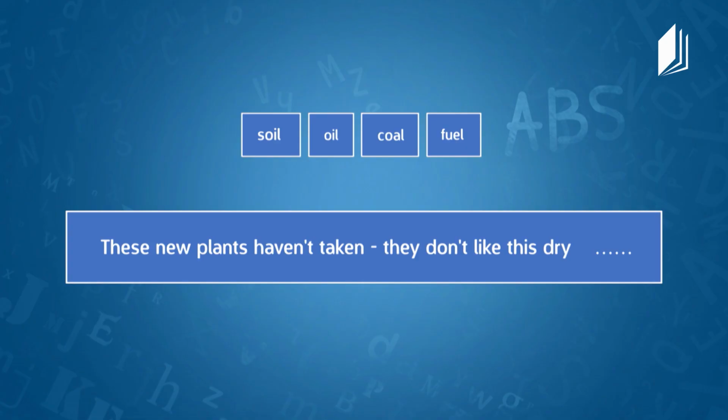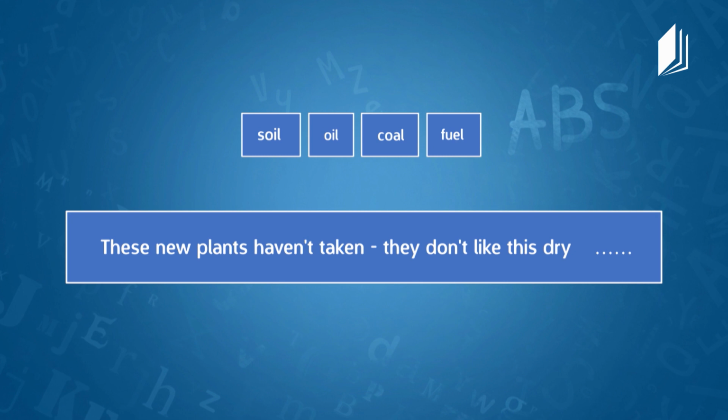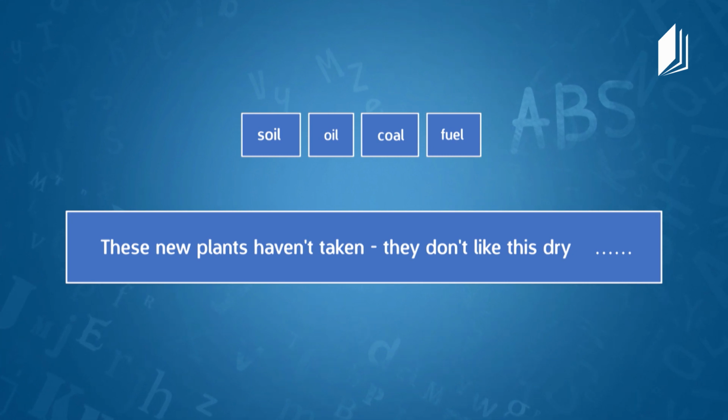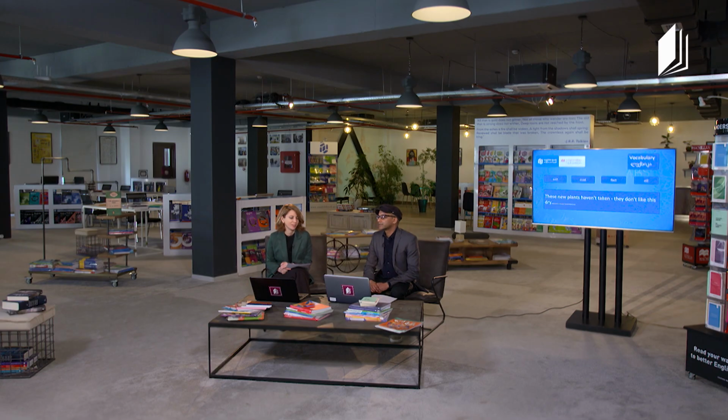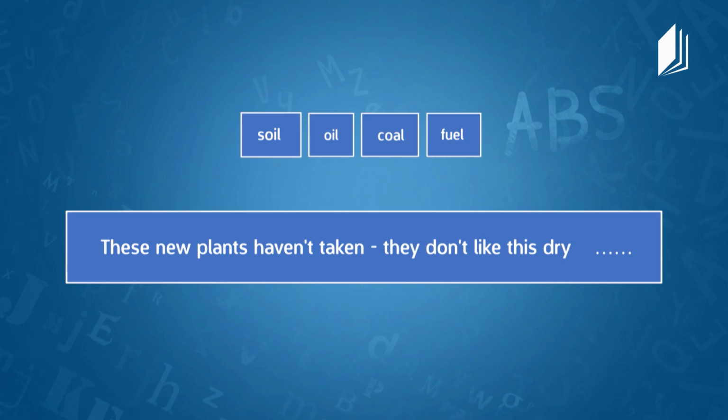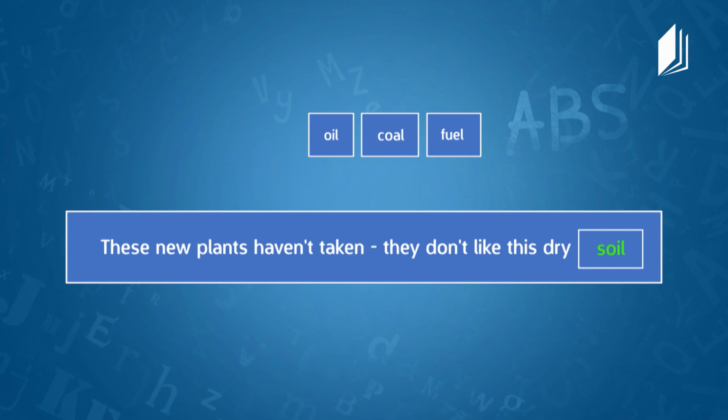Okay. Now, Mr. Derill, I think that it's your turn. Okay, here's our next sentence. These new plants haven't taken. They don't like this dry. And it must be soil, because we know that plants grow on the soil, right? Yes. Okay. Let's check, and I was right. Perfect. You're an expert at this.